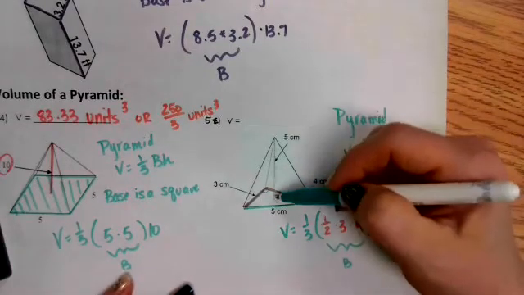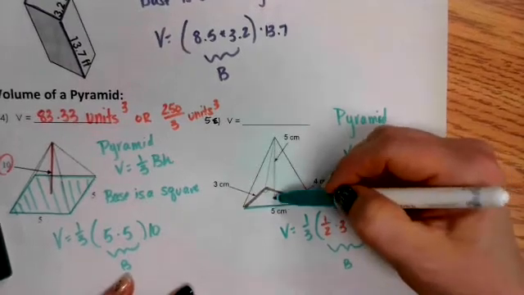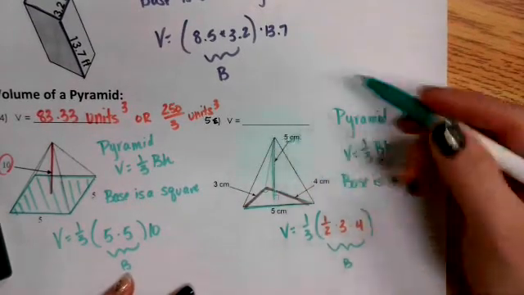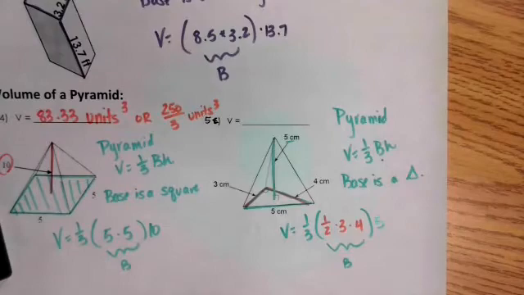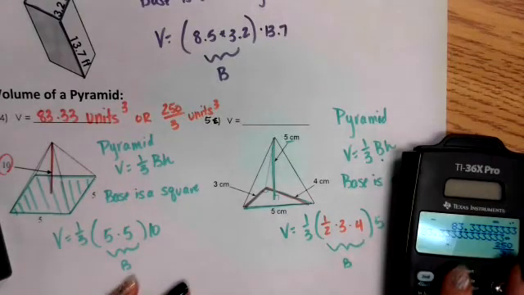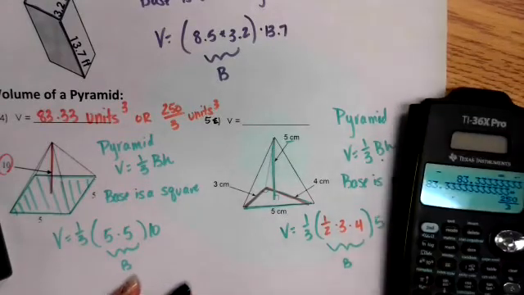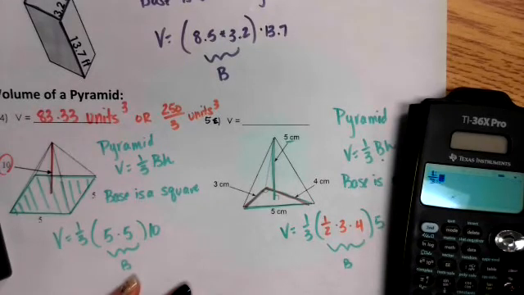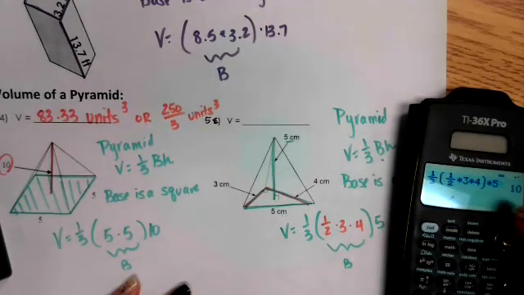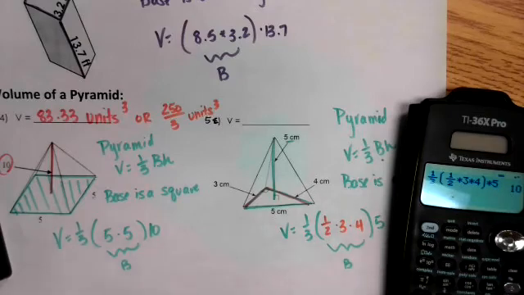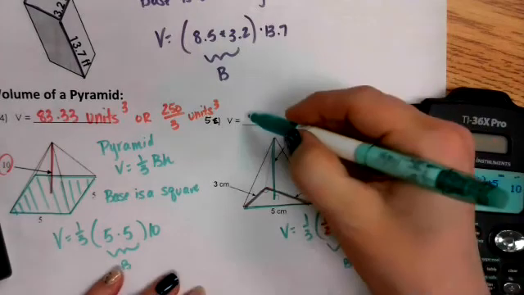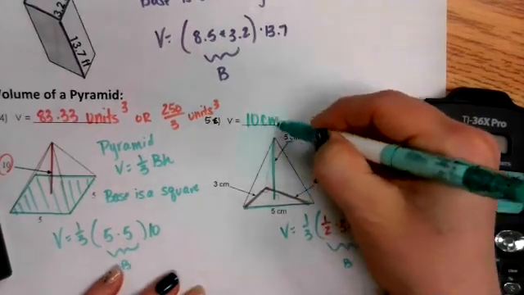And then the height of the whole pyramid always is perpendicular to the base and goes to the top. It is 5 centimeters. So I'm just going to type all this in. The beauty of these calculators is that we can put fractions in. So times 3 times 4, close it, times 5, you get 10. So my volume is 10, and I'm going to use my units of centimeters cubed.